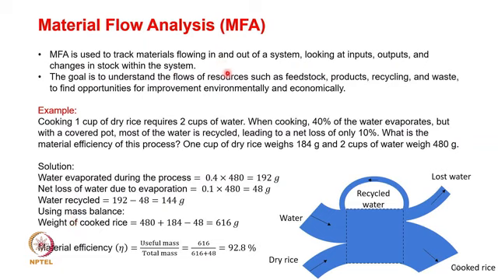So material flow analysis is to track the material flowing in and out of a system by looking at the inputs, outputs, and changes in the stock within the system. So here the idea is to understand the resources: what is feedstock, what is products, are we recycling something, is there waste material coming out of it, so that we can find opportunities of improvement in terms of, of course, economically and environmentally.